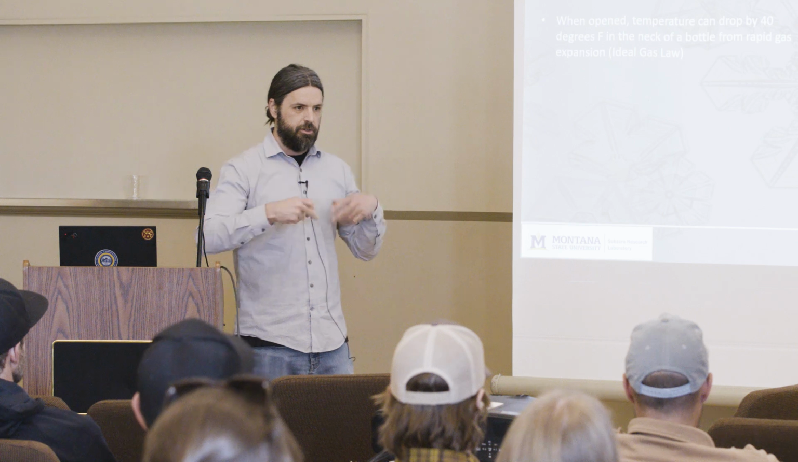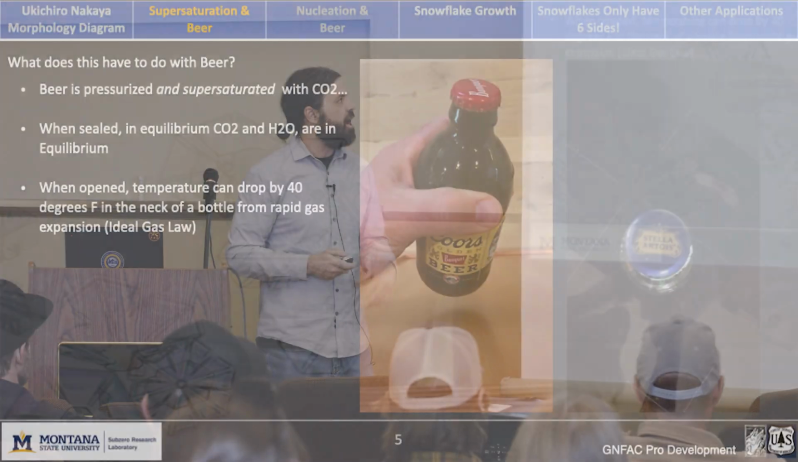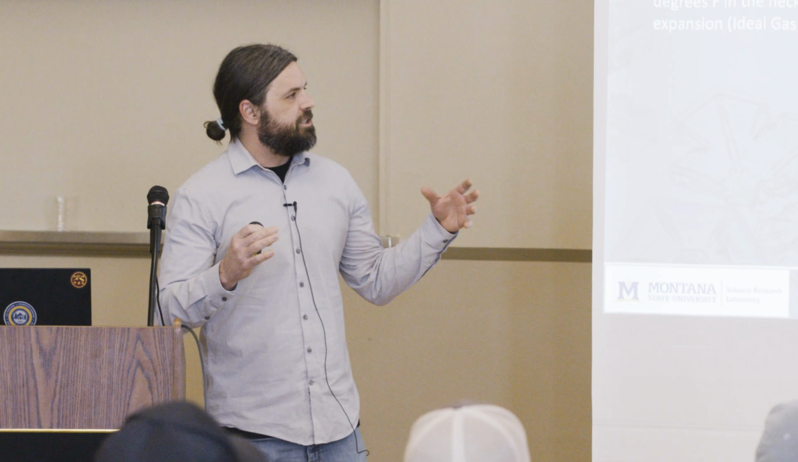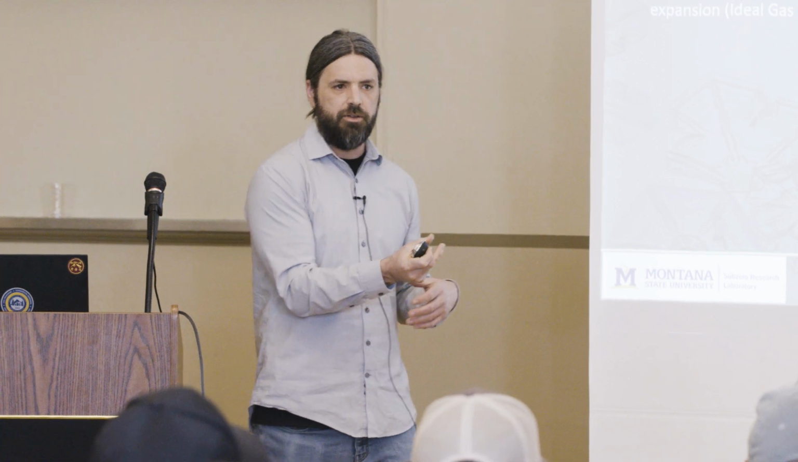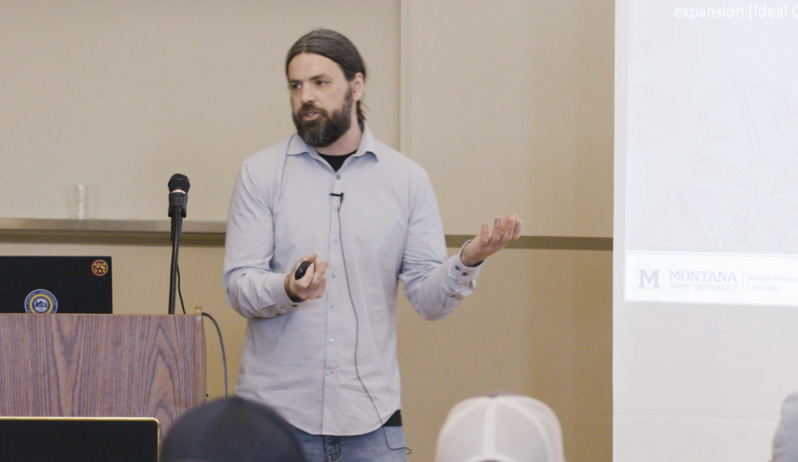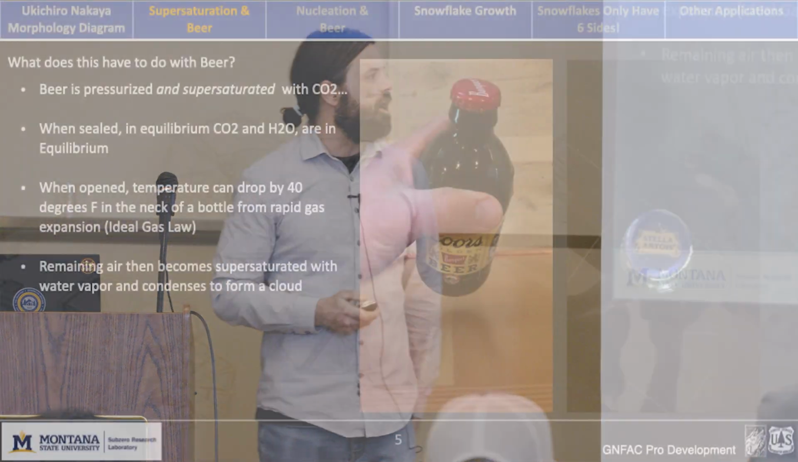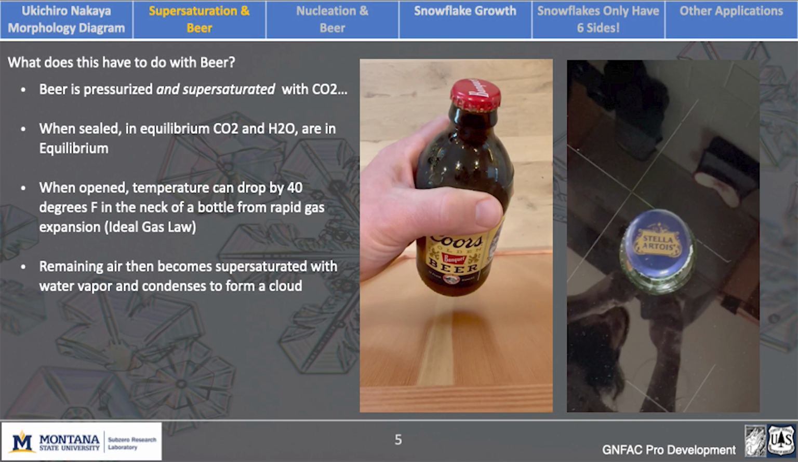But what happens when you pop the top? You hear the little psst, right? You let that pressure out, and the temperature in the neck can actually drop by almost 40 degrees instantly from the expansion of the gas. This is like ideal gas law stuff. So you get this rapid gas expansion and this rapid cooling. In the neck of the bottle, there's CO2 gas, but there's also a lot of water vapor because beer is mostly water. And so that remaining air becomes supersaturated instantly as soon as you pop the top on the bottle of beer, and it forms a cloud.